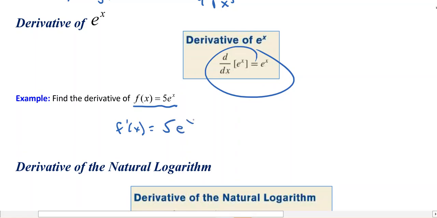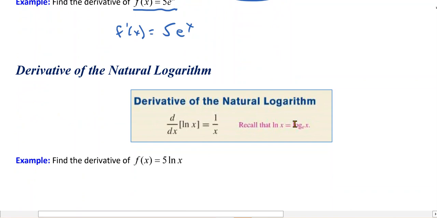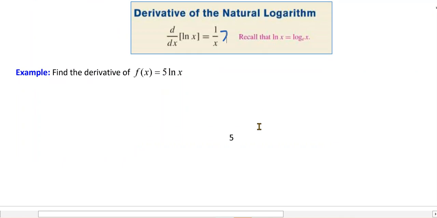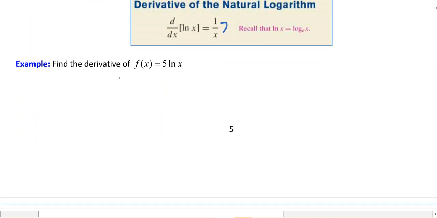And the next one is the derivative of the logarithmic function. And so the derivative of the logarithmic function, log of x, is simply 1 over x. So to apply that to this problem, the derivative of 5 times the log of x is simply going to be 5 times the derivative of the log of x, which is 1 over x, which we can then just write as 5 over x.